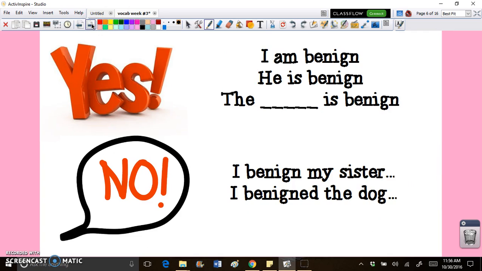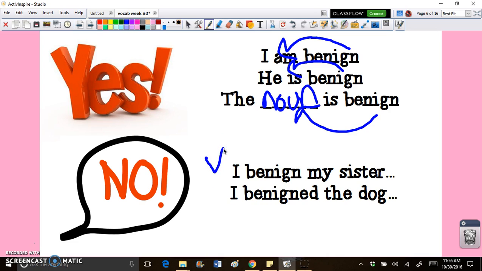All right, so just to very quickly review, since benign is an adjective, you can use the word in one of the following ways. You can say that you are benign. You could talk about somebody else being benign, saying he or she is benign. Or you could, again, with a noun, describe something as benign. In all of these examples, the word benign is being used as an adjective. But you cannot use it as a verb.